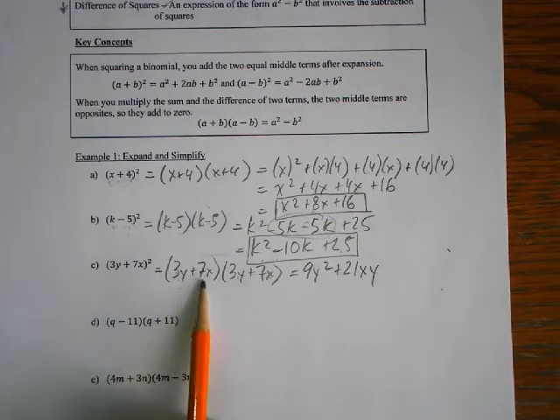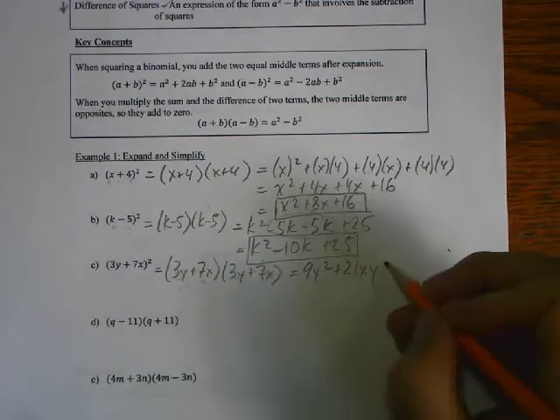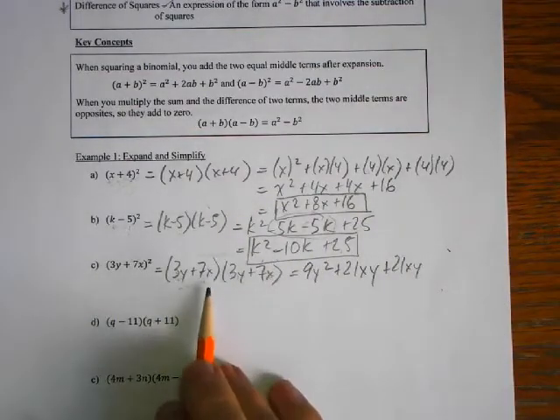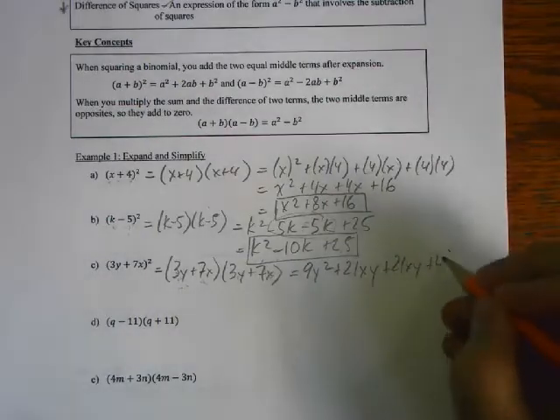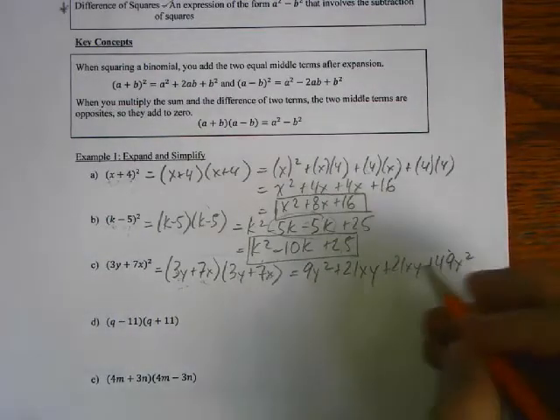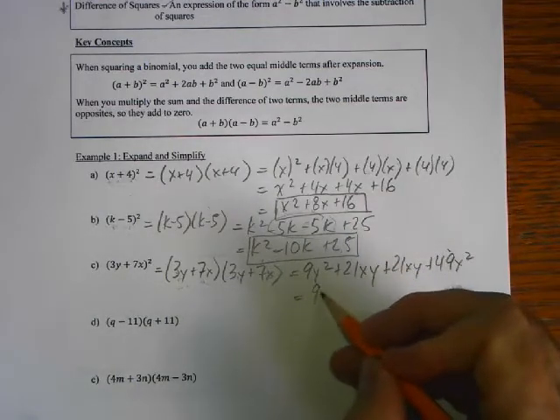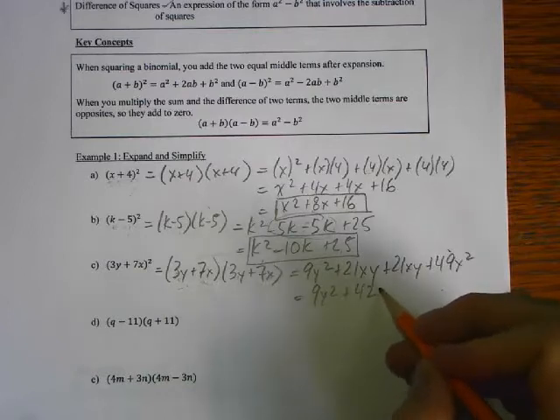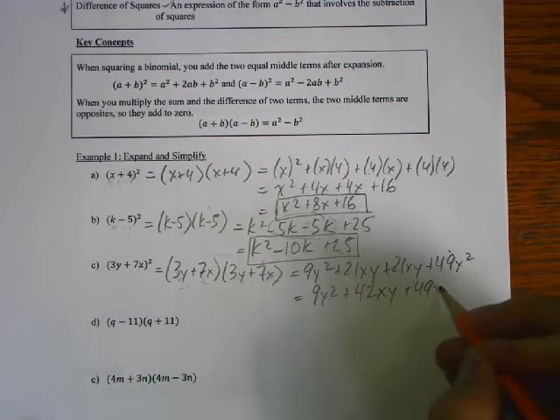Okay, so that's the outside. Then the inside, remember the outside and the inside are exactly the same because it's the same terms. So again, we have a 21xy. And then the last term squared, 7x times 7x, is plus 49x squared. And then if we simplify it, we get 9y squared plus 42xy. So we're basically doubling that coefficient. 42xy plus 49x squared.